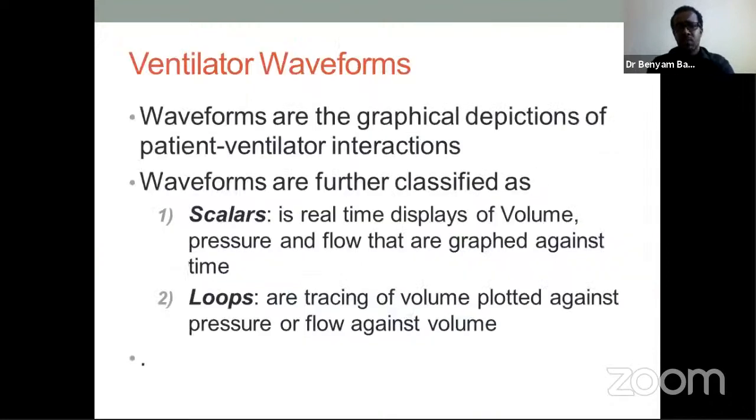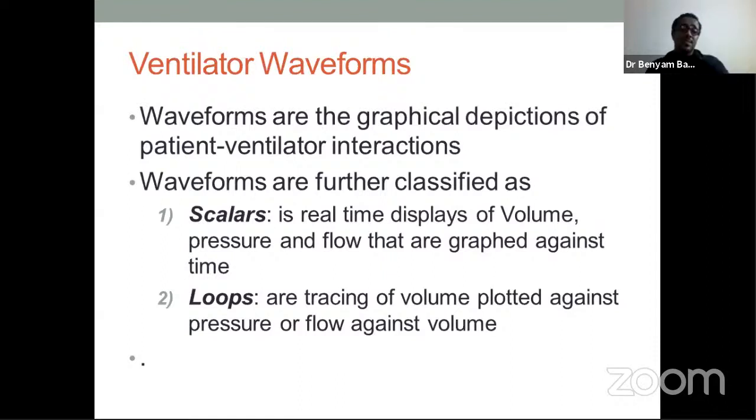So what are waveforms? Waveforms are graphical descriptions of patient-ventilator interactions. They represent what is happening at the current time or state, and how the lungs and the lung parenchyma are responding to the pressure or the volume that we are introducing to the lung. Waveforms are further classified as scalars and loops.